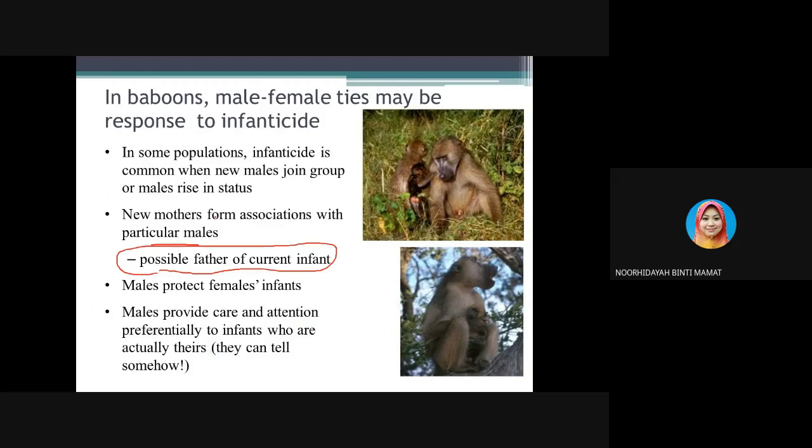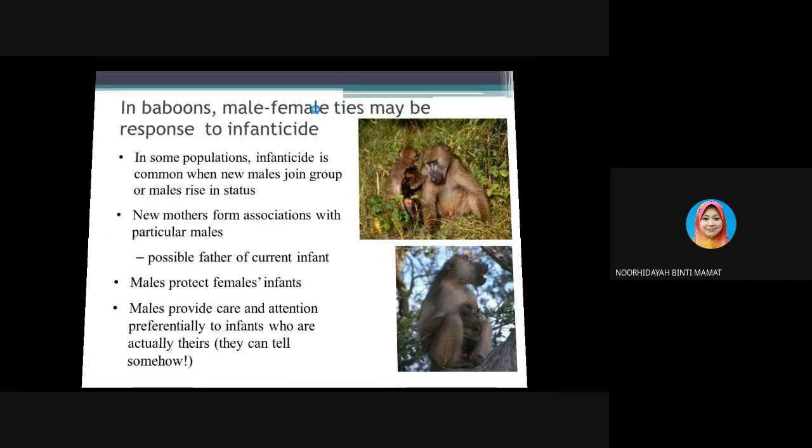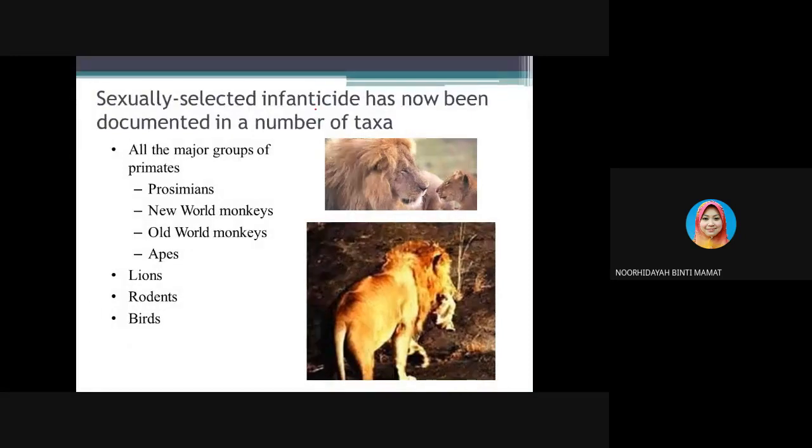Okay, so this is actually the ties of male and females. So the sexually selected infanticide has now been documented in a number of taxa. Okay, just now we're talking about a group of monkeys.